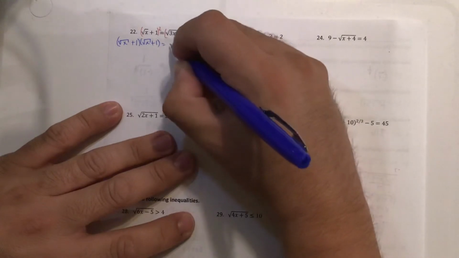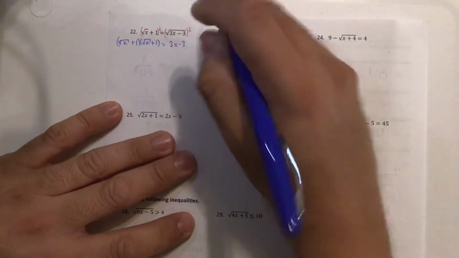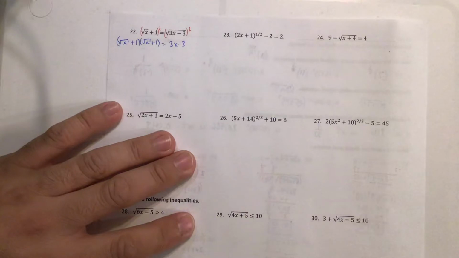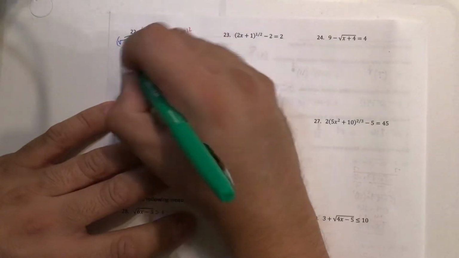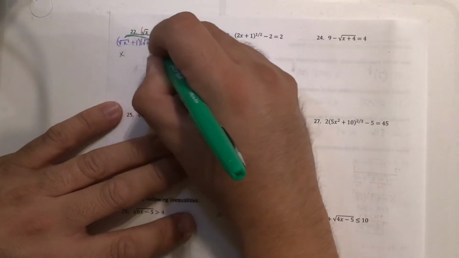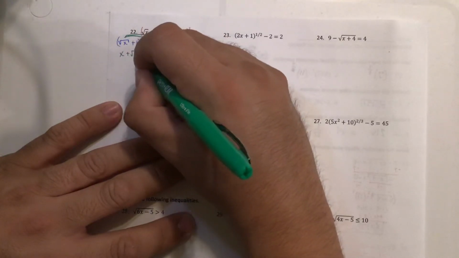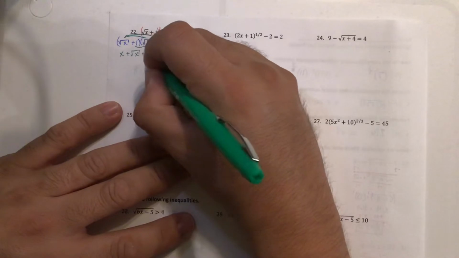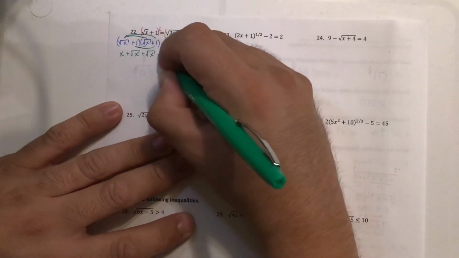And the square and the square cancel each other out, leaving me with 3x minus 3. So for this first one, we're going to FOIL it out. We're going to do the square root of x times the square root of x, which is x. The square root of x times 1 is plus the square root of x. 1 times the square root of x is square root of x. And 1 times 1 is 1.